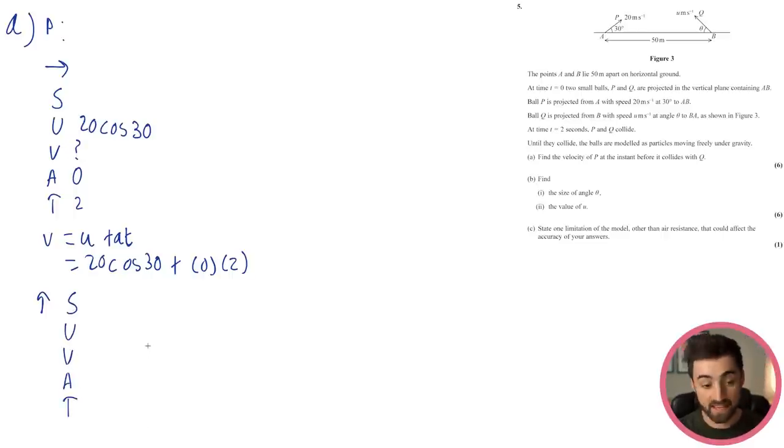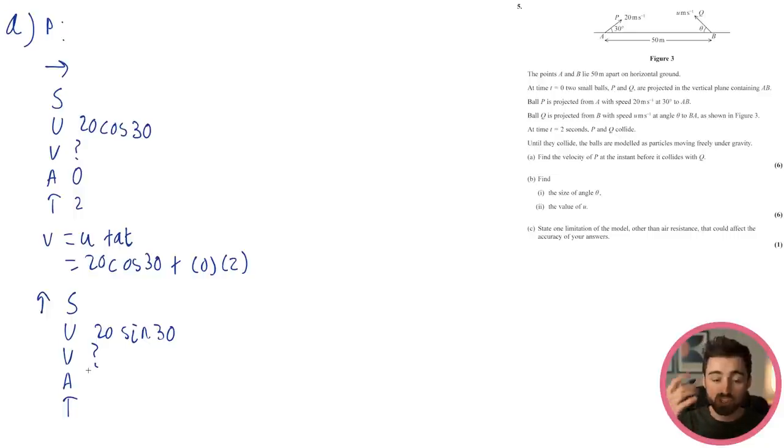Right, and what do we have? Again, we don't know where they collide, so S we don't know. U is going to be the vertical component of that initial velocity, so that's going to be 20 sine 30. Again, V is what I want. A, so now this is the gravity, isn't it?